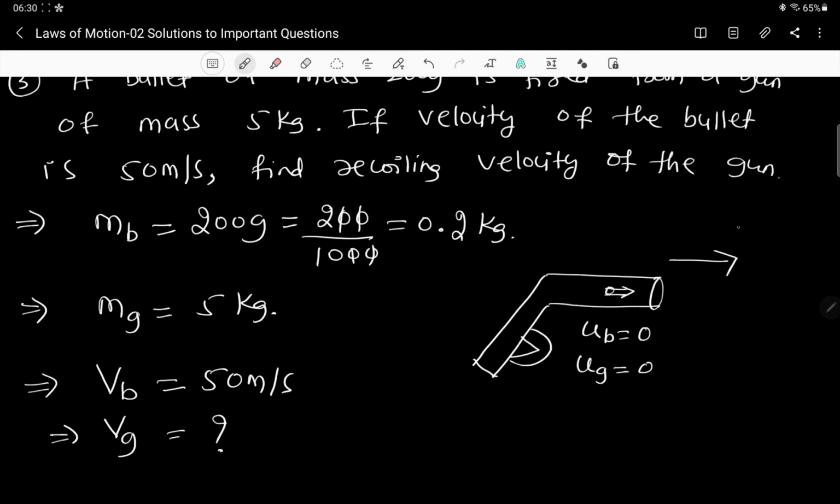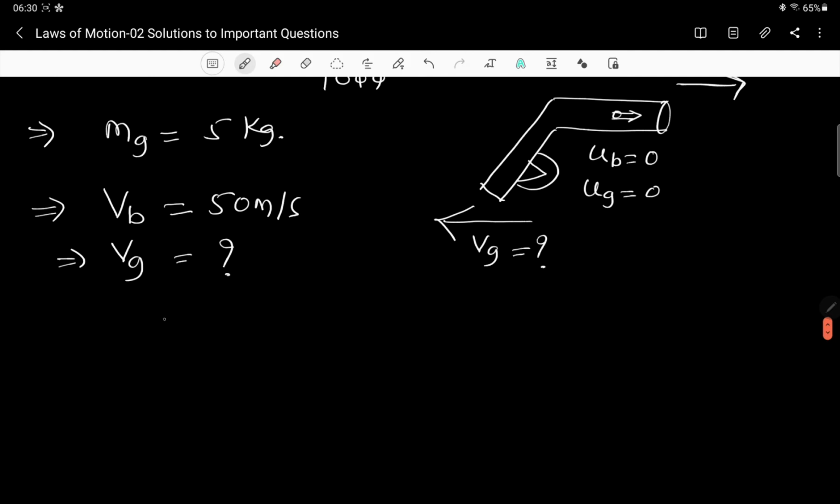Now this bullet will start to move outside. The velocity of the bullet is given as 50 meter per second. Once the bullet moves forward, this gun will recoil back. I mean, it will move back with some velocity, and that is called the recoiling velocity, and they're asking about this. All right, now how to solve this?